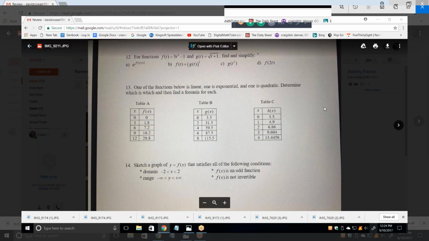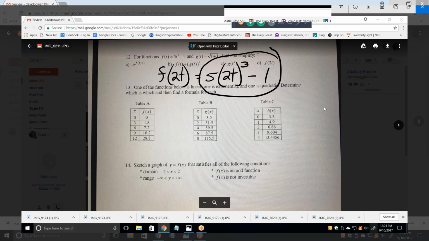All right, what is f of 2t? Go to the f function. Just lay it out. Don't try to simplify it in one step. Lay out the first step. The first step is extremely easy. 5 times 2t cubed. Rest of it? Minus 1. That's it. Now, they might want you to simplify that, so simplify that.